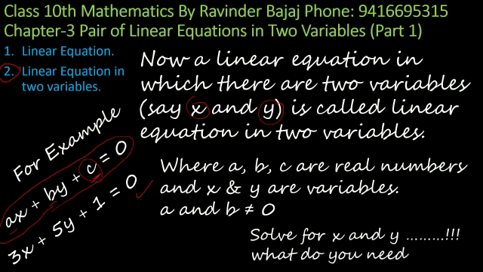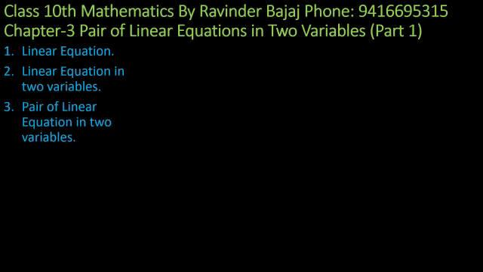Now, like in the previous example of a linear equation in one variable, I told you to solve for x. But if I want you to solve for x and y both, how can you solve it? Do you need anything else? Yes, we need a pair of linear equations. To solve a linear equation in two variables, we need two equations. So this is the third point, pair. It is clear to you what a linear equation is, and what a linear equation in two variables is. Now this pair is very important because to solve a linear equation in two variables, we need a pair.